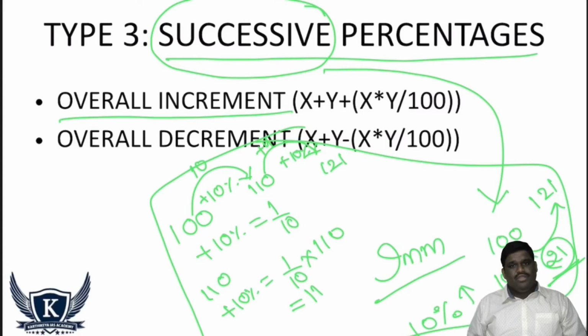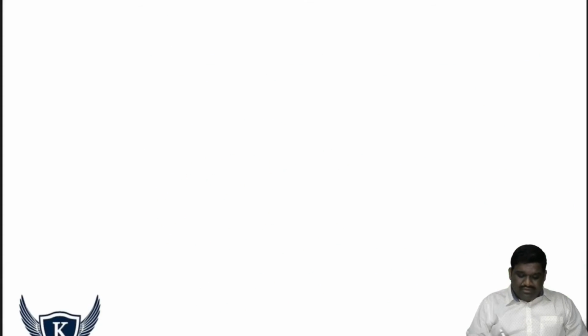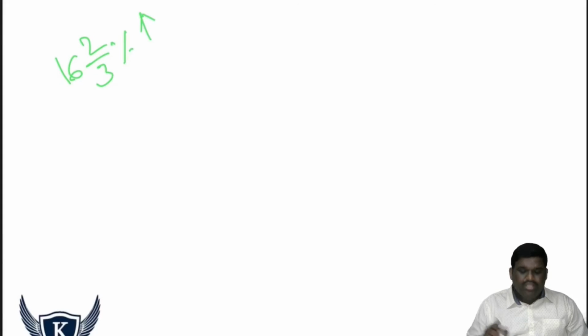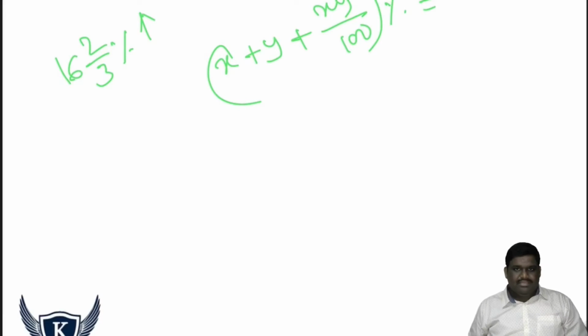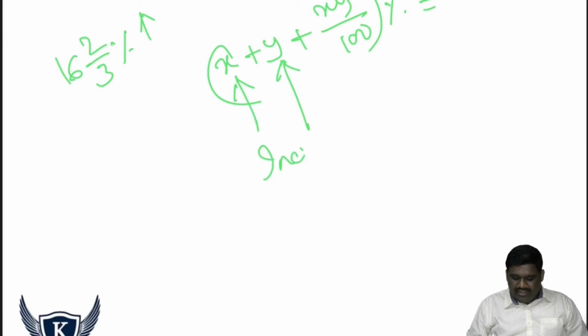But all the time we cannot calculate by taking 100 as the base value. In some of the questions it can be 16 2 by 3% increment. We cannot calculate it all the time by using 100 as the base value. So a formula is framed as x plus y plus xy by 100%. It will give you the overall increment percent, in which x is treated as an increment, y is also treated as an increment.